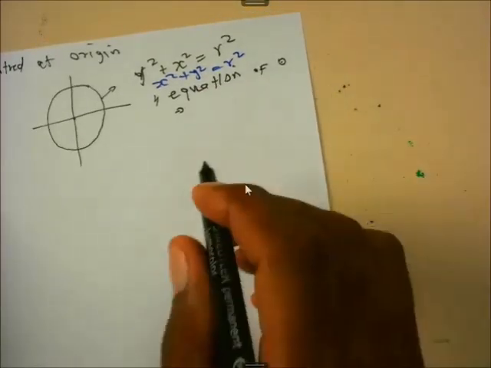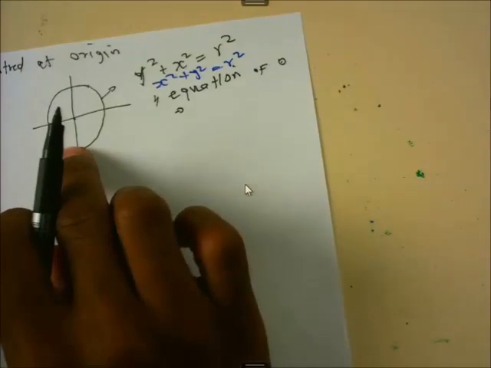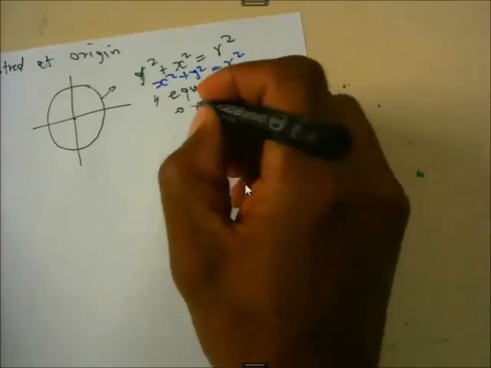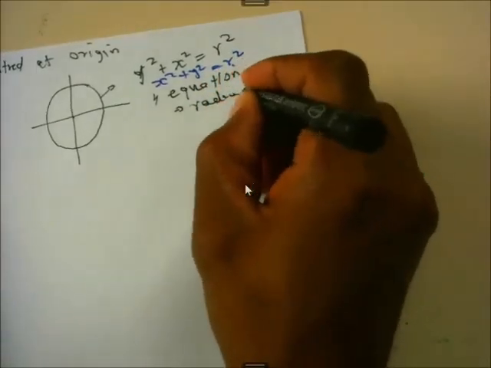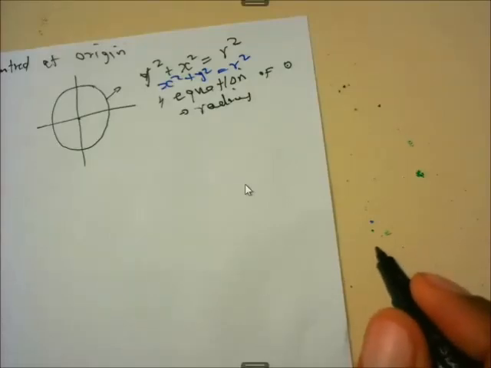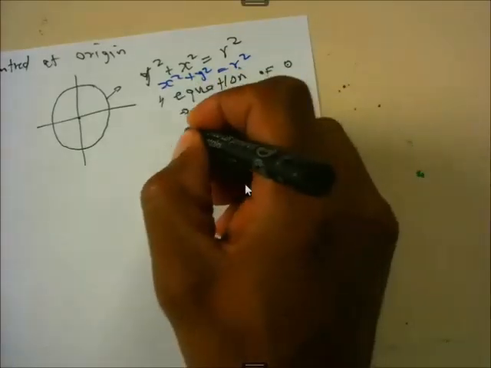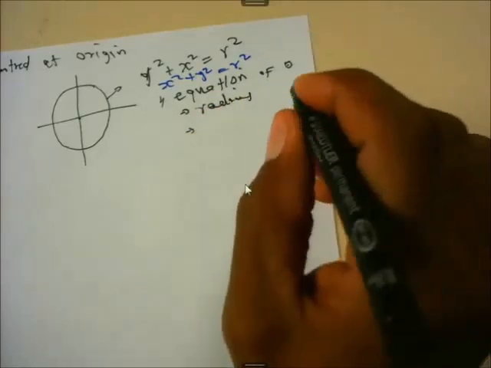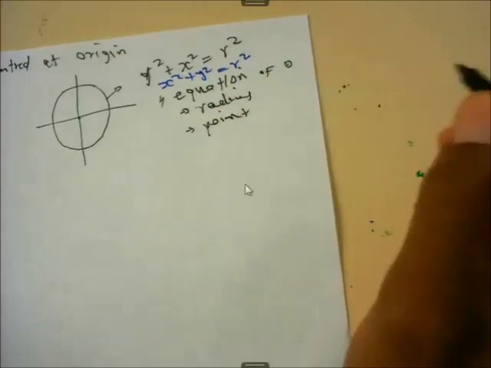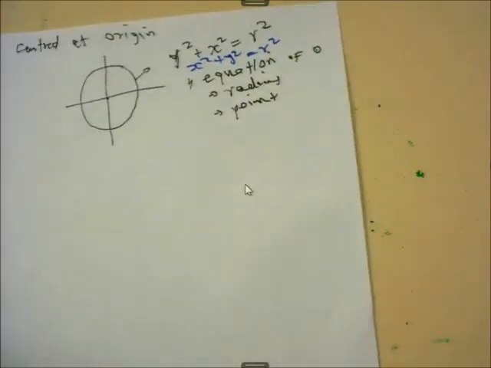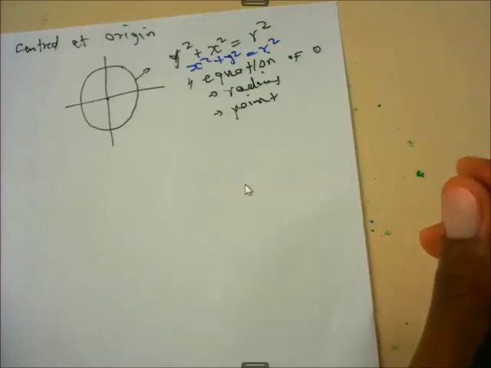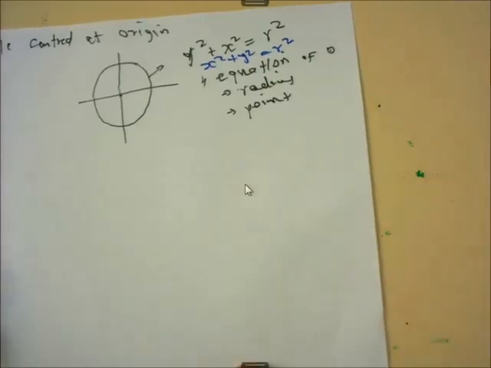Now, what is it that you need when you determine the equation of the circle? Because this circle is centered at origin, the first thing that you need is the radius of the circle, which is very, very important. Number two, if you don't have the radius of the circle, you need a point on the circle. Without these, you will not be able to determine the equation of the circle.